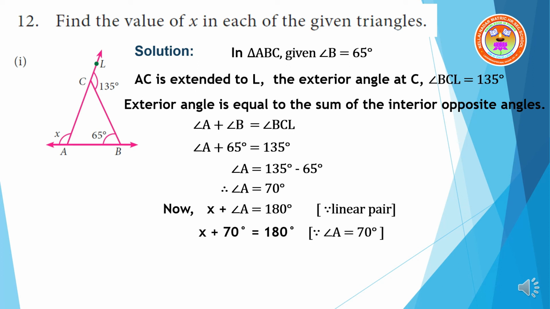That is, x plus 70 degrees is equal to 180 degrees. Transposing 70 to the other side can be written as x is equal to 180 degrees minus 70 degrees. Subtracting both the values, we find the value of x as 110 degrees. Therefore, x is equal to 110 degrees.